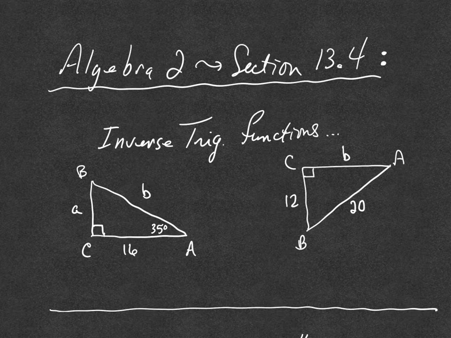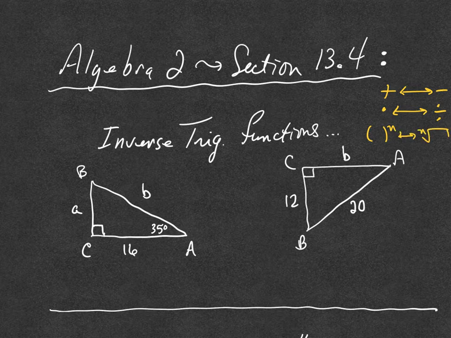Now hopefully we'll all remember that over the course of the years we've been talking about all kinds of inverses. We've talked about how different operations are inverses of each other: adding and subtracting, multiplying and dividing, powers and roots. And we've also had functions that have been inverses of each other. As an example, exponential and logarithmic functions were inverses of each other. Well, trig functions also have inverses.